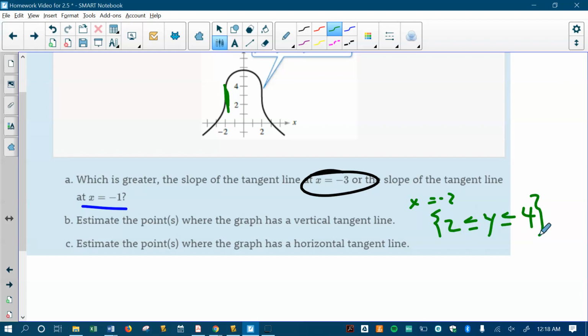The other one would have been the same thing, but with a minus sign, because it's symmetric. So in fact, we could say x is equal to plus or minus 2. That would be a better way of writing it, and the most succinct way. So x equals plus or minus 2 for the same y values, 2 to 4. Where the graph has a horizontal tangent, well, that looks like it's right here. And that looks like x equals 0. The y value, because I need a point, is going to be (0, about 5.5).